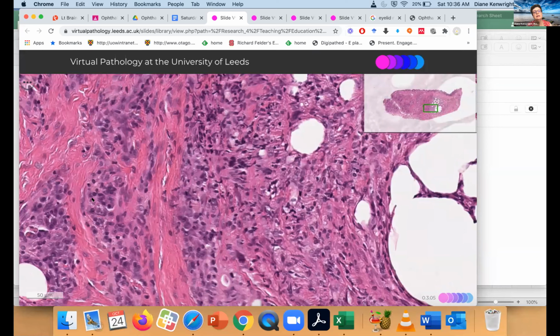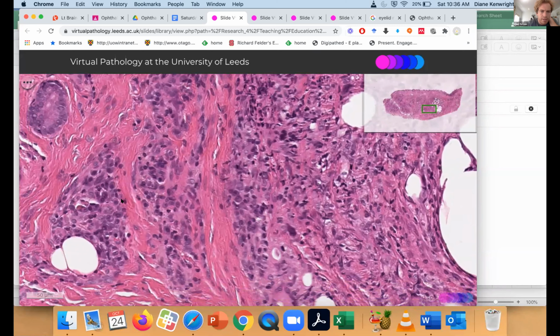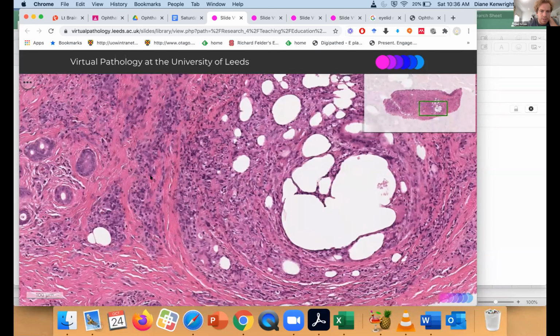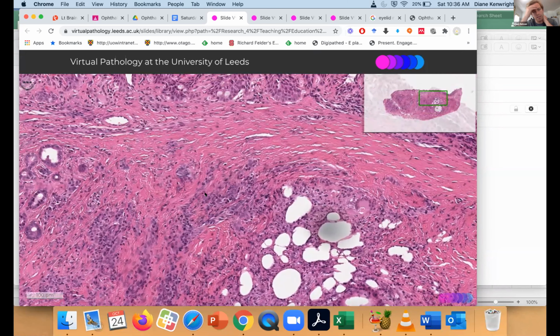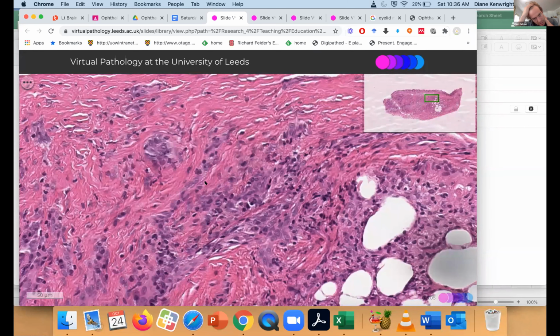All right, so this is a mixture of little dotty blue cells, which are lymphocytes, and slightly bigger cells with the elongated nuclei, which are histiocytes. Okay, and just up a little bit. So all those are histiocytes, which are kind of longer. Yeah, the dotty round ones are lymphocytes, and the slightly longer nuclei ones are histiocytes.